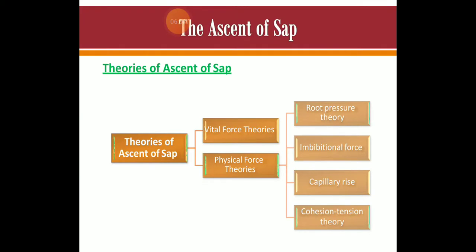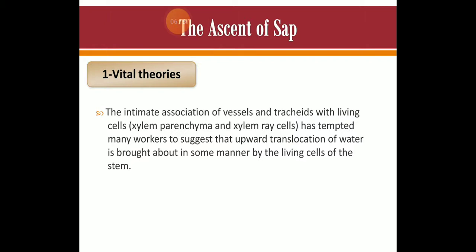So this is how the vital force theories and the physical force theories are classified. The physical force theories are the root pressure theory, imbibition theory, capillary theory, and the cohesion tension theory, called the CTC theories. The first one is the vital theories. What are the vital theories? In this type, the tracheids and vessels present in the xylem, that's the xylem parenchyma and the xylem rays, are mainly involved in the translocation of water in plants.